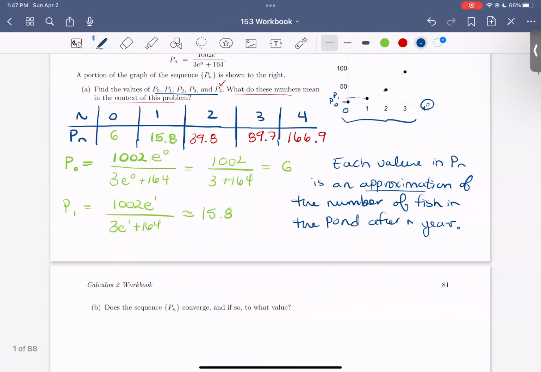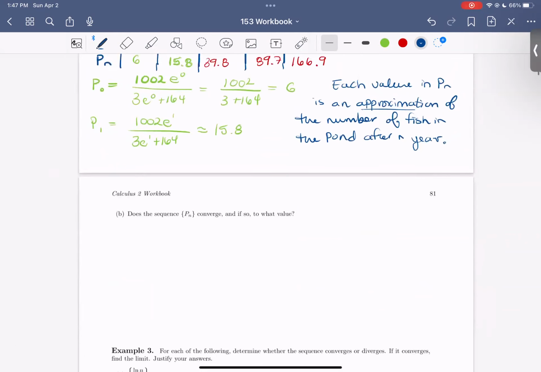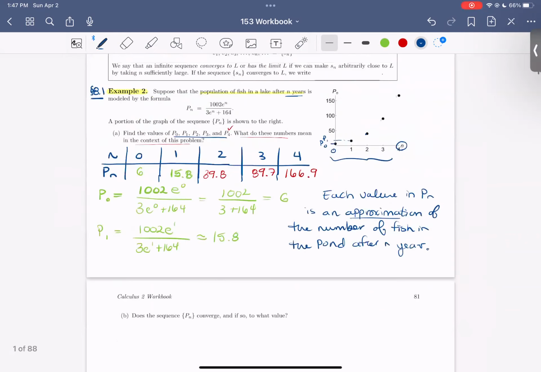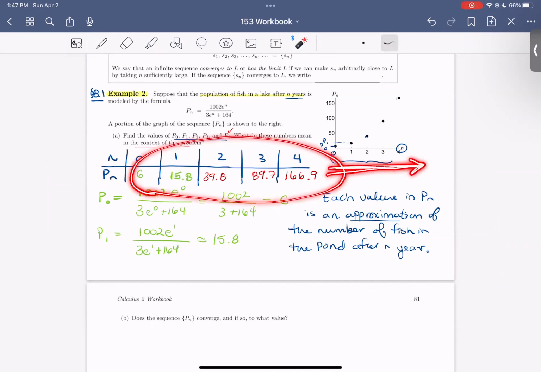Well, part B of this question asks, does the sequence P sub n converge? And if so, to what value? So before we can just say, yes, it converges, we've only looked at 5 values here. So this doesn't give us a really big picture of what this sequence does in the long-term behavior. So we should definitely be looking for more than 4 when we're talking long-term behavior.